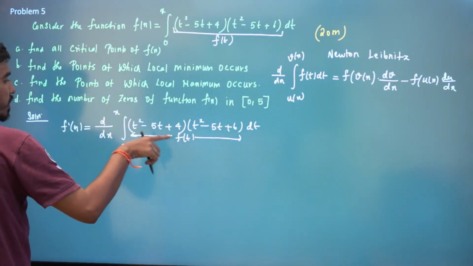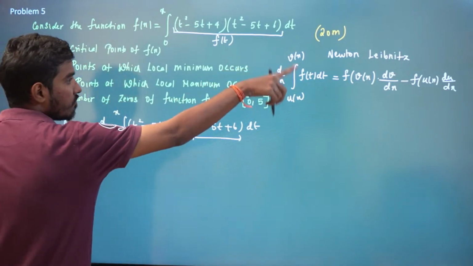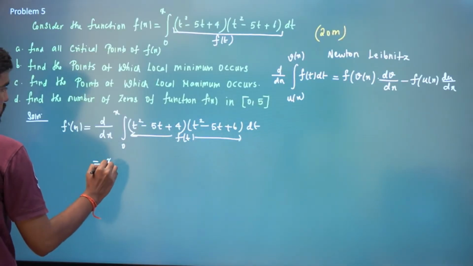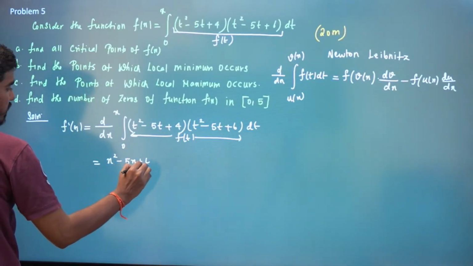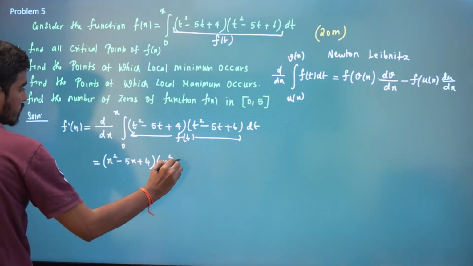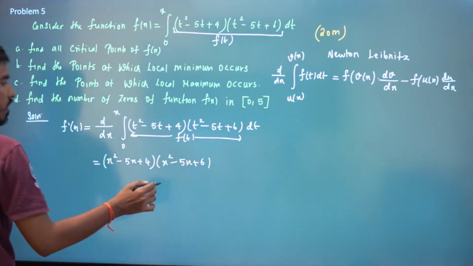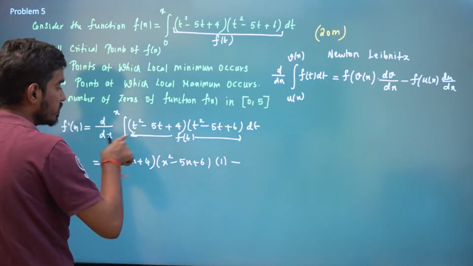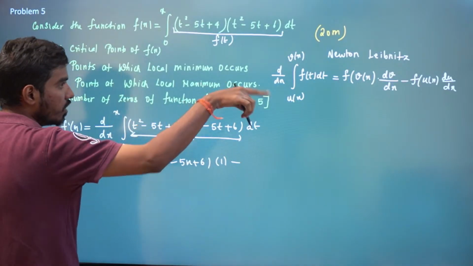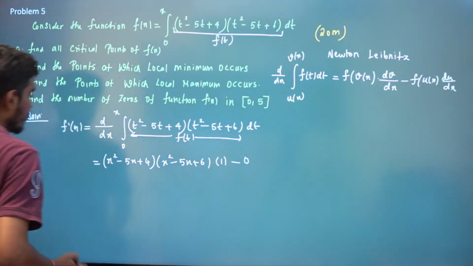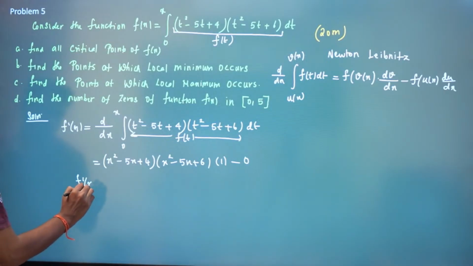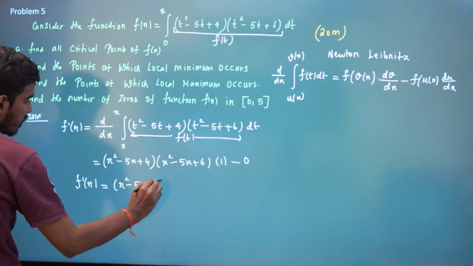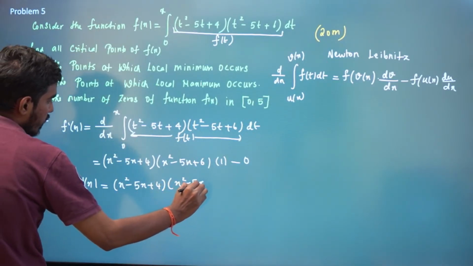So f of upper limit: f of t will be f of x, which is x square minus 5x plus 4, times x square minus 5x plus 6, into d by dx of the upper limit, minus f of the lower limit, that is f of 0. f of 0 is 0 into d by dx of 0, so that will be 0. So we have our derivative function f dash of x, which is x square minus 5x plus 4, times x square minus 5x plus 6.